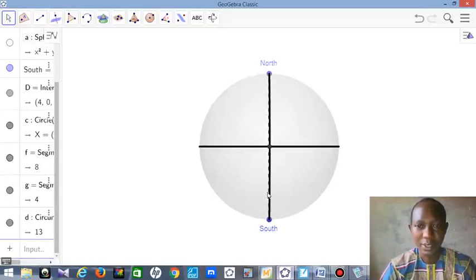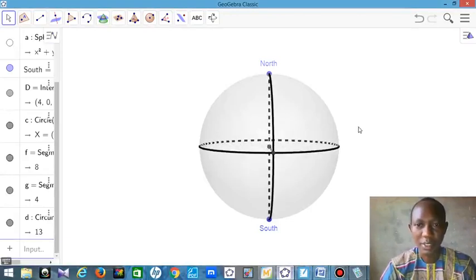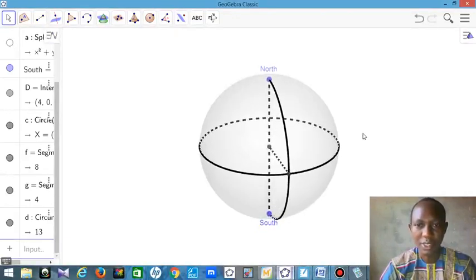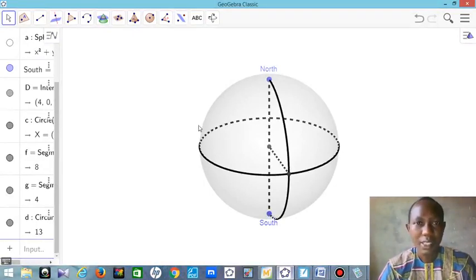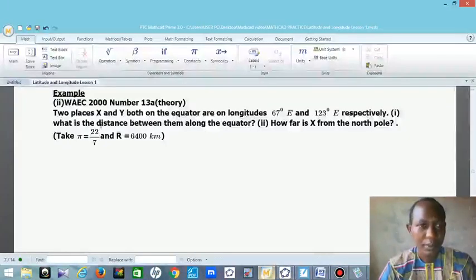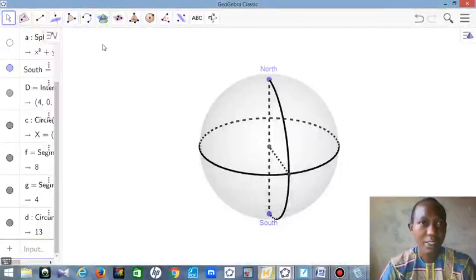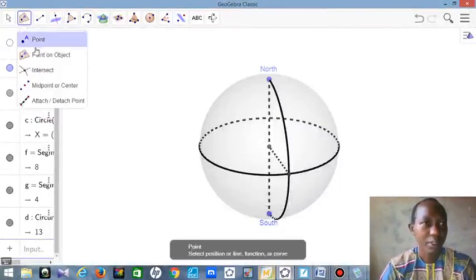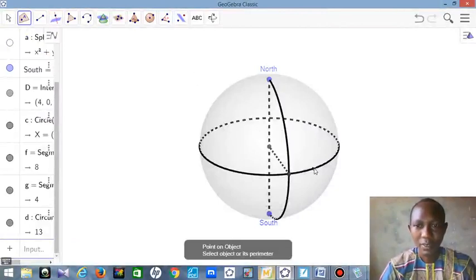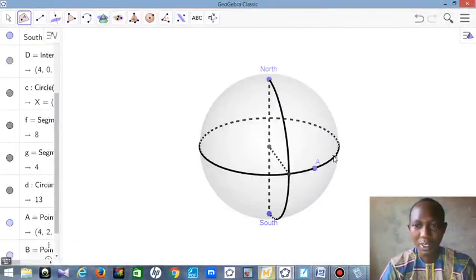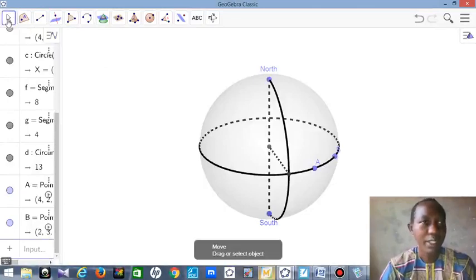You can see the north, and this is the equator. Then these two points are standing on the equator. Let me leave it in this way so that we can see the three dimensions very well. So we have two points, X and Y, two places on the equator. Okay, let me get my point. Let's take this point. This is one point, this is another point. Let me label them X and Y.